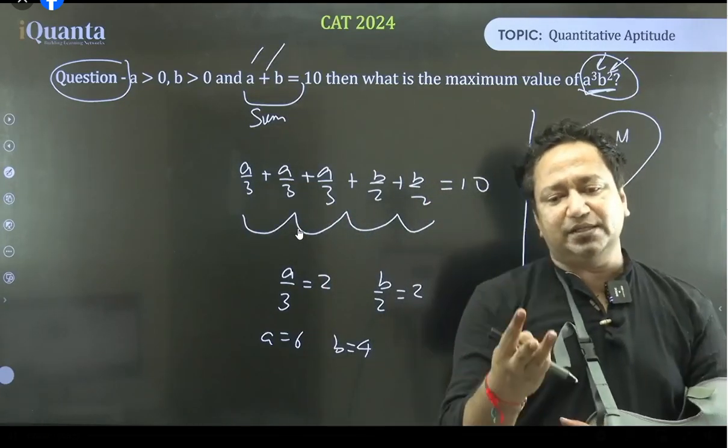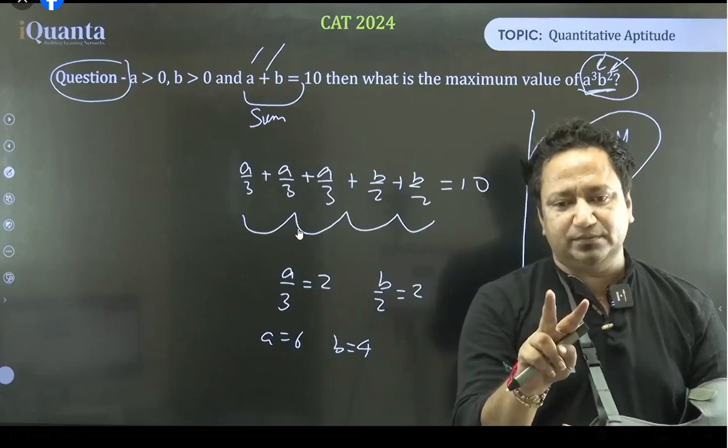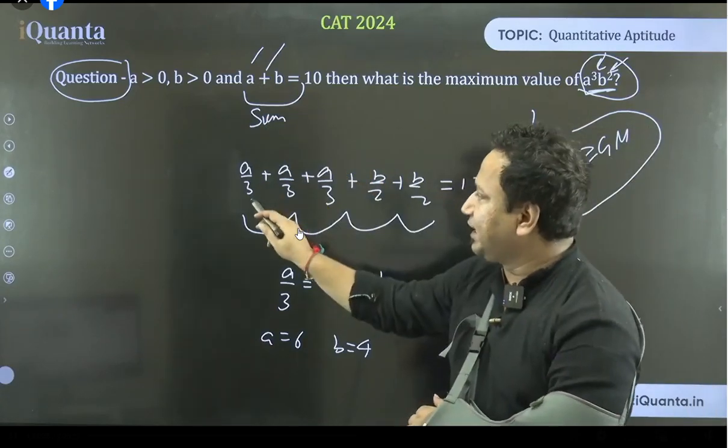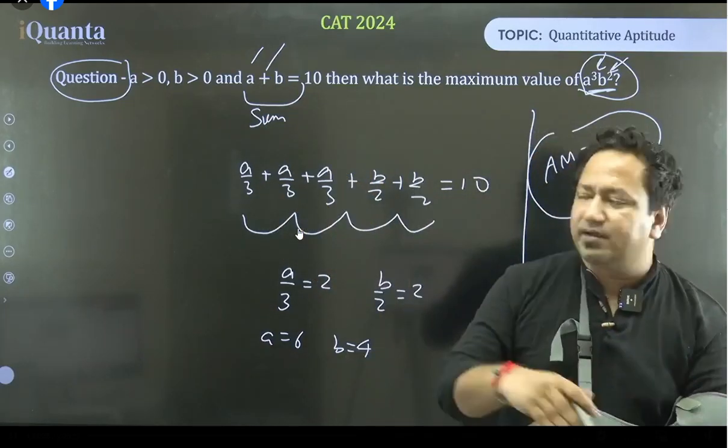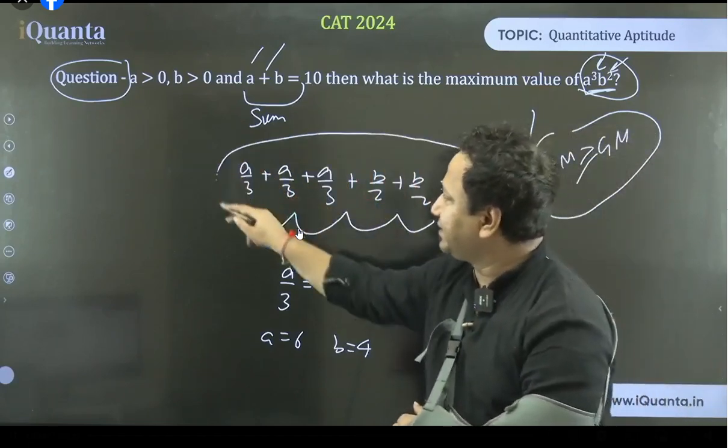So I want to have 3 B's, 3 A's and 2 B's. How will I do it? I divided A into 3 equal parts: A by 3, A by 3, A by 3, and I divided B into equal parts: B by 2, B by 2. The same thing. So now I have 5 values.